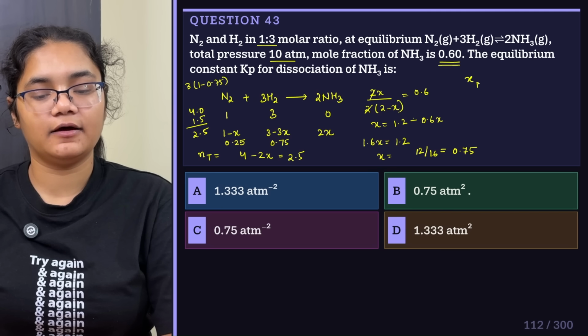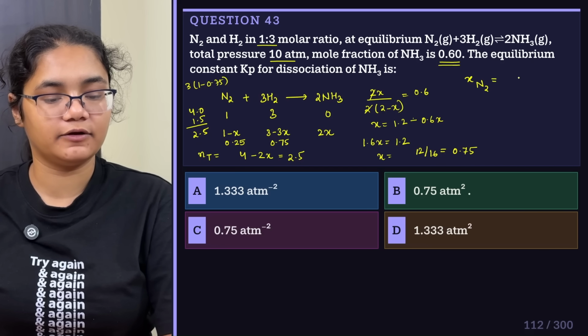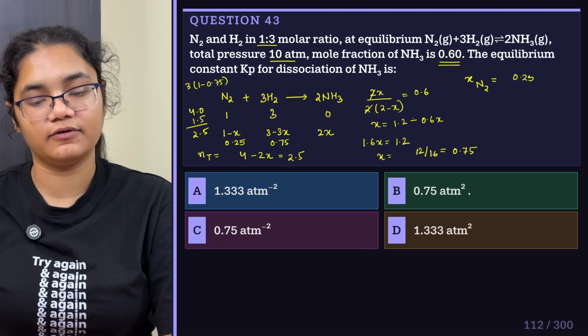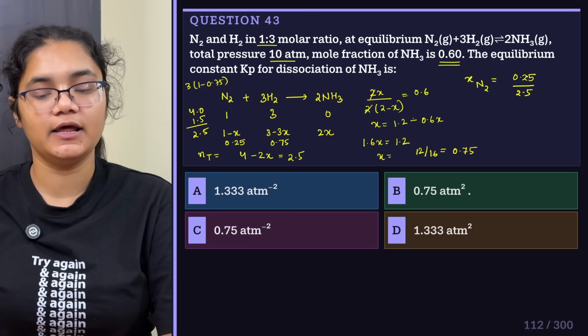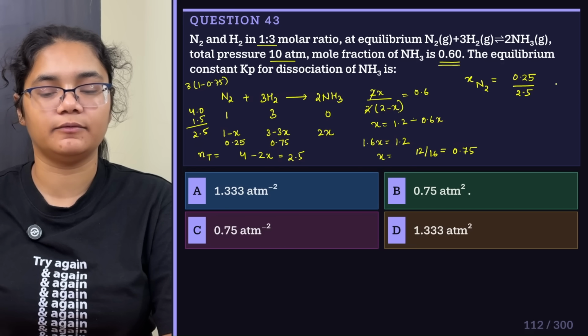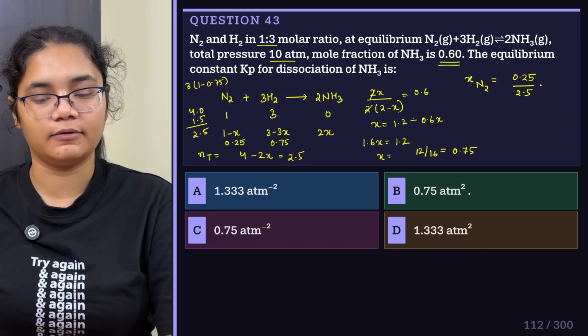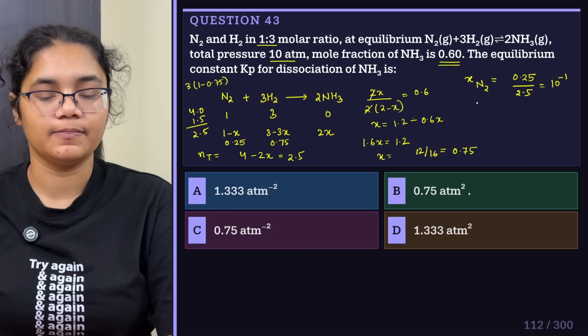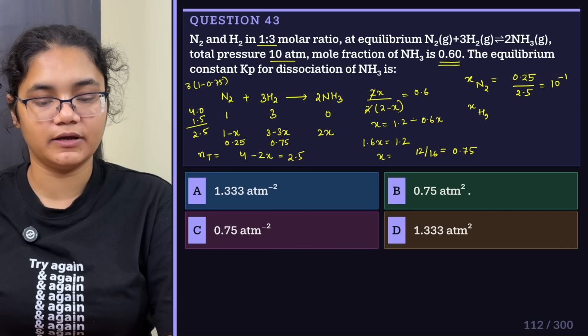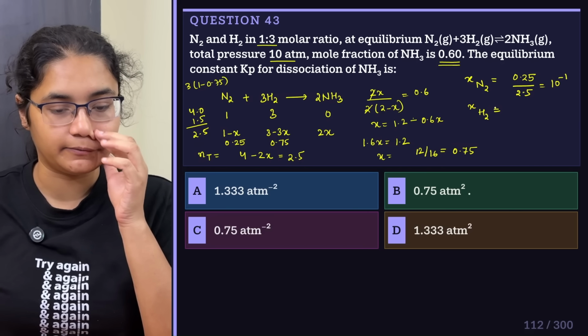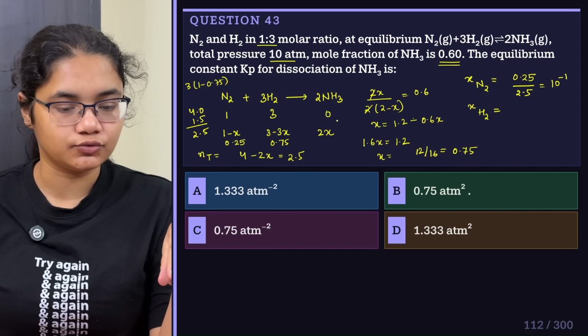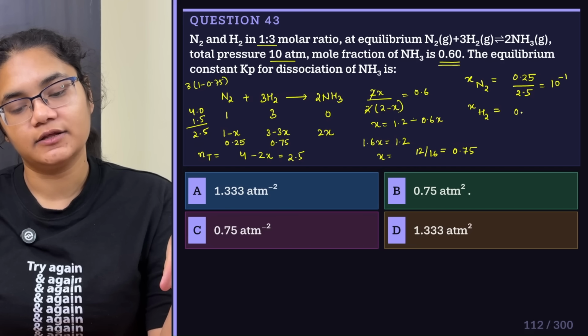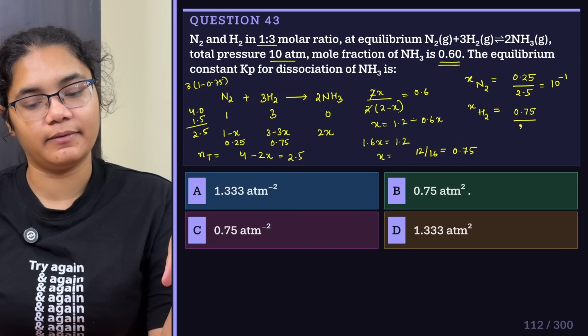Now if I see mole fraction of N2, that will be 0.25 divided by 2.5, right? So that will be 10 to the power of minus 1. Now mole fraction of H2 will be how much? H2 value is 0.75, right? So 0.75 divided by 2.5.